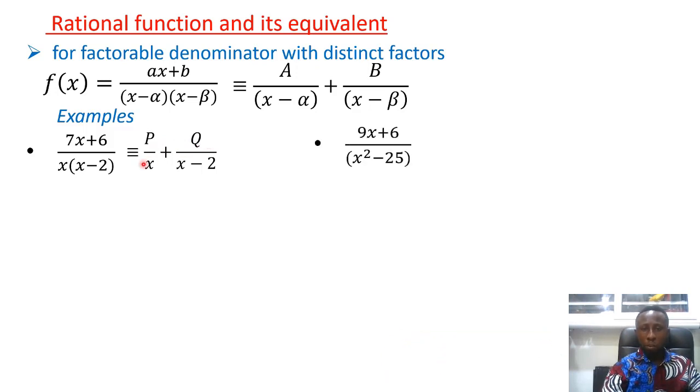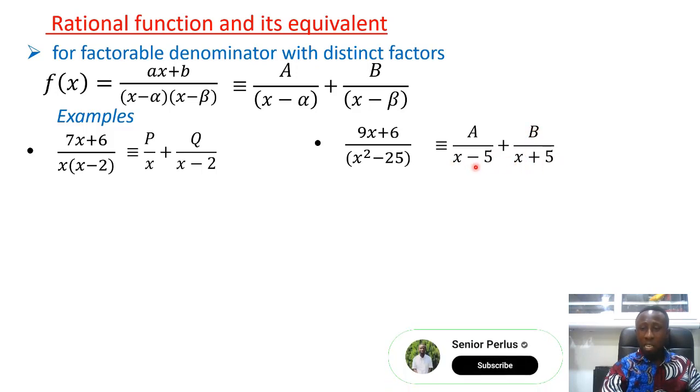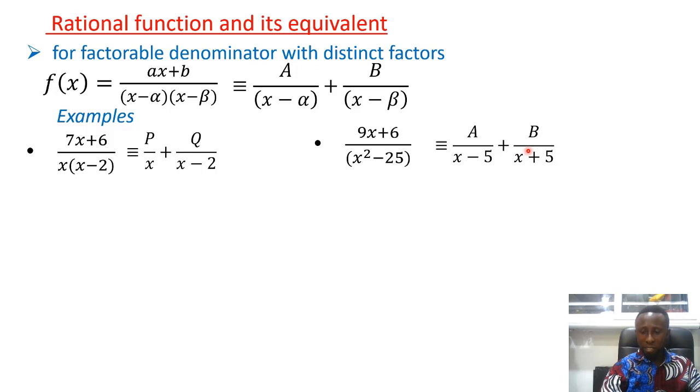Another example, with this 9S plus 6. I'm asking, is the denominator factorable? Yes, it's factorable. This one is a perfect square, so it's the same as S minus 5, S plus 5. Then A will take one of S minus 5, plus B out of S plus 5. So these are the denominators. So always expect the denominator to factor into this S minus 5. So its equivalent is this.